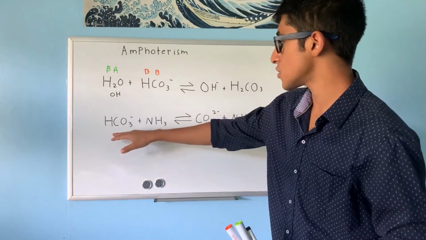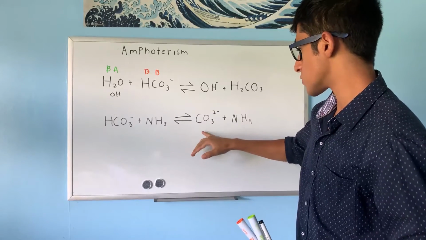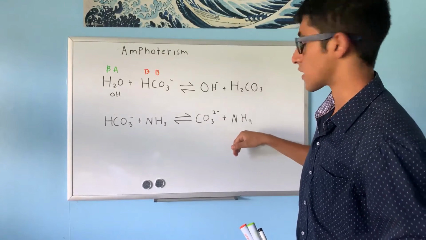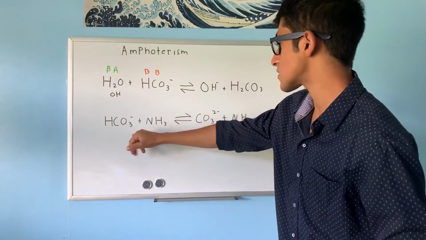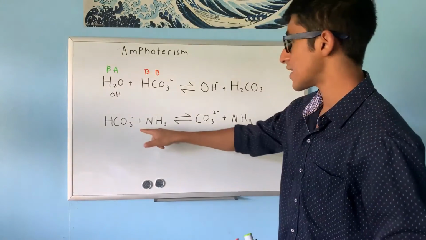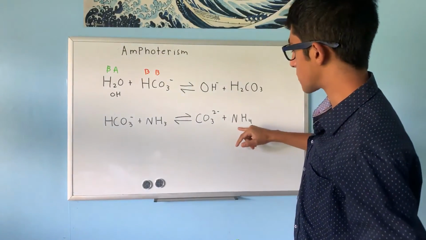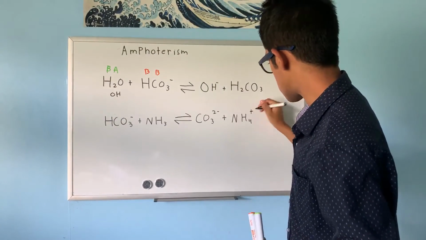So here we have HCO3 minus plus NH3 is in dynamic equilibrium with CO3 2 minus plus NH4. So what we can see is that HCO3 minus loses its hydrogen and becomes CO3 2 minus. NH3 gains a hydrogen and becomes NH4. Oh, there should be a NH4 plus.